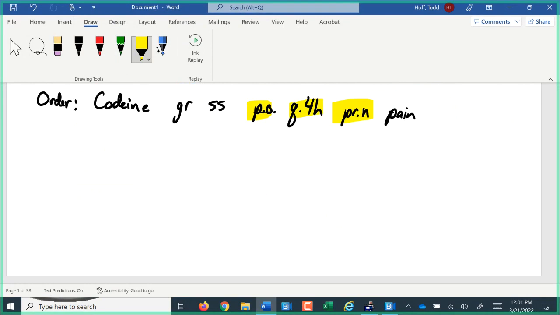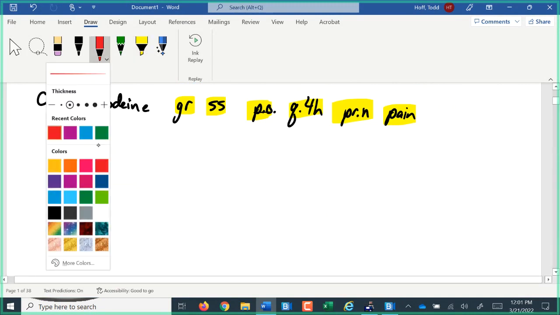The Q4H means up to every 4 hours. The PRN means as needed. So that means they can give it to you every 4 hours, but they don't have to give it to you. They can wait longer if they want to. Just no more often than every 4 hours. And then for pain, it is for treatment of pain. Gr, of course, is grains, and ss is our Roman numeral for 1/2. So this is 1/2 a grain, is what that is telling us to administer.